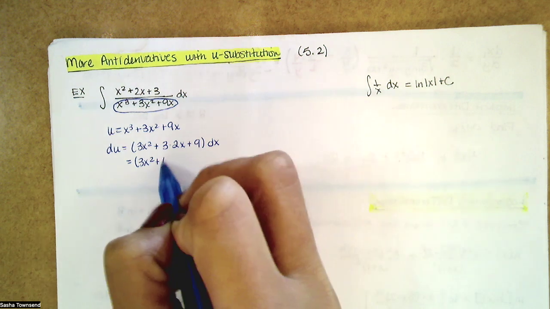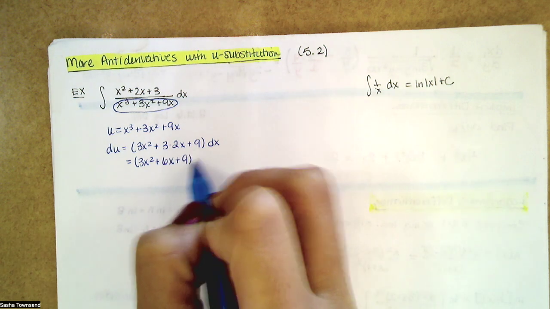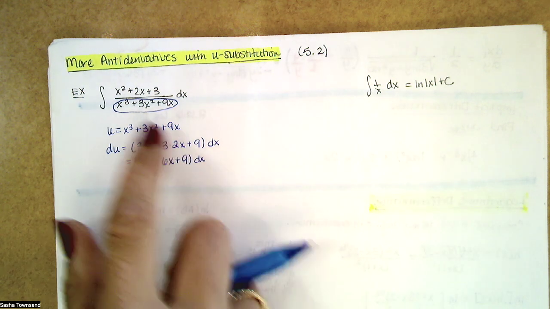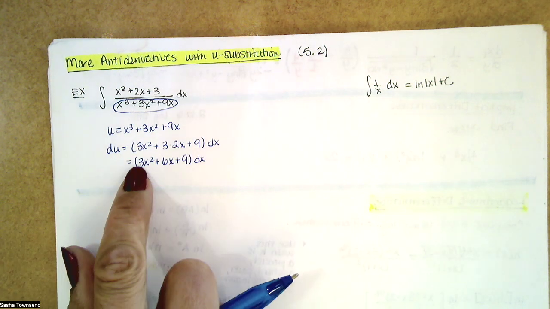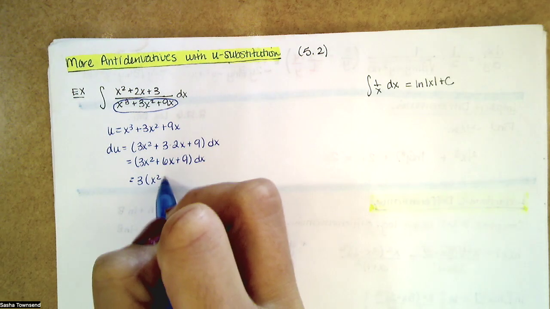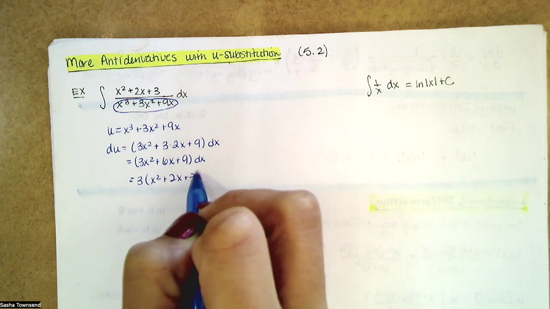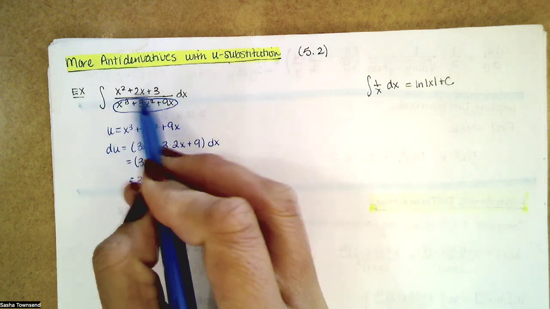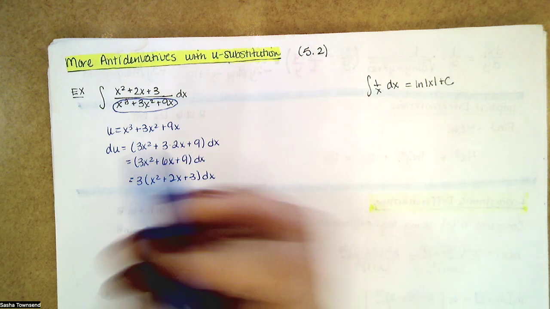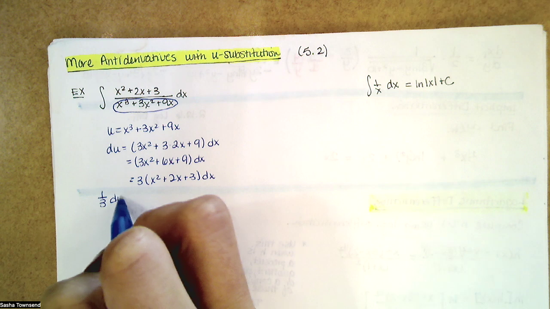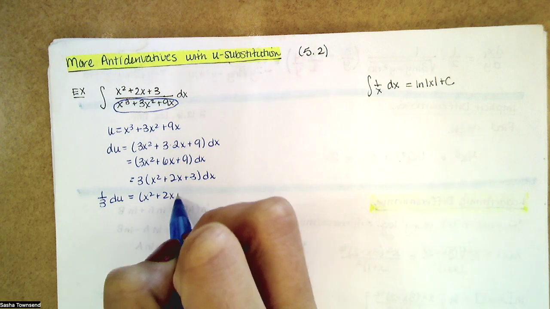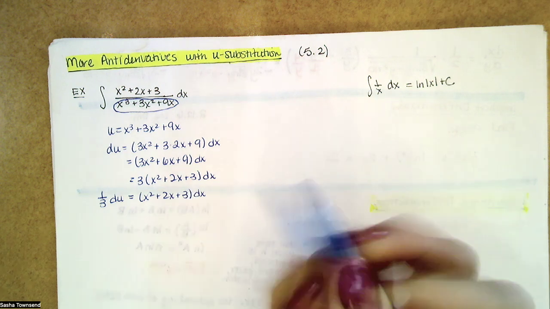And we're comparing this to the integrand. We're saying, do I have du or a multiple of du as part of my integrand? And I do. If I factor out a 3 from this, this is 3 times x squared plus 2x plus 3 times dx. I have an x squared plus 2x plus 3 times dx in my numerator. So I don't need this extra factor of 3, so I can divide both sides by 3. 1/3 du is x squared plus 2x plus 3, that quantity times dx.